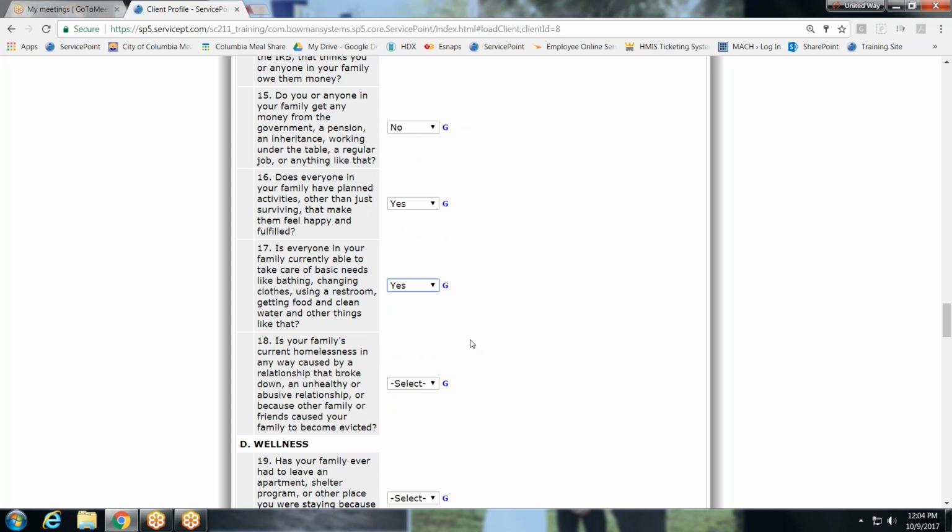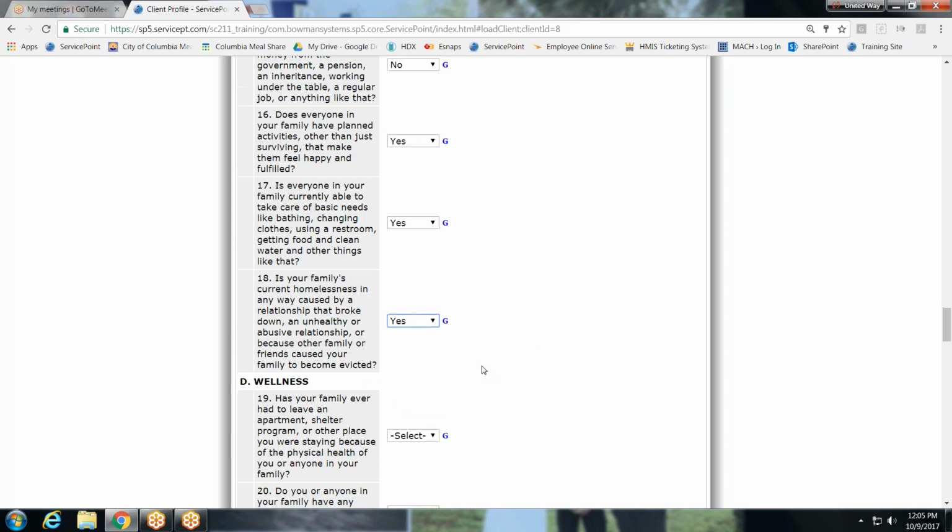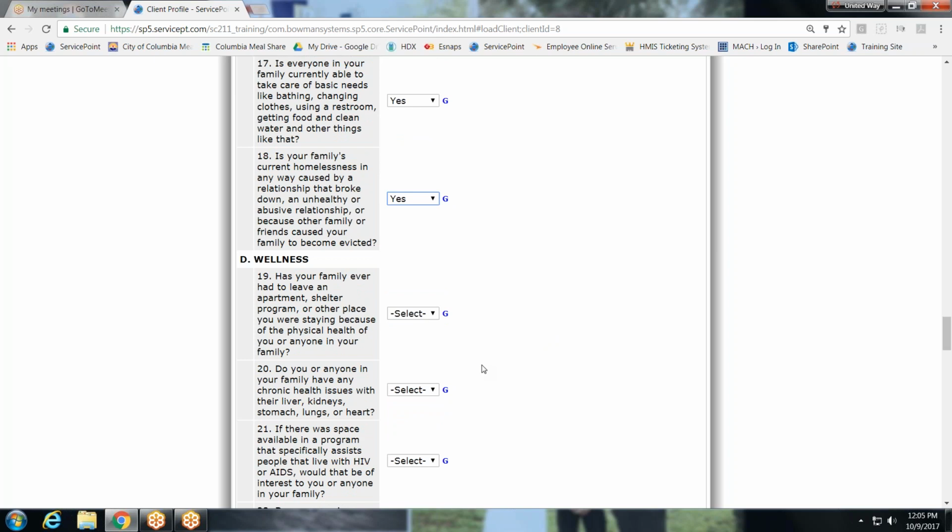Is your family's current homelessness in any way caused by a relationship that broke down, an unhealthy or abusive relationship, or because other family or friends caused your family to become evicted? Yes. Has your family ever had to leave an apartment, shelter program, or other place you were staying because of the physical health of you or anyone in your family? No. Do you or anyone in your family have any chronic health issues with their liver, kidneys, stomach, lungs, or heart? No.